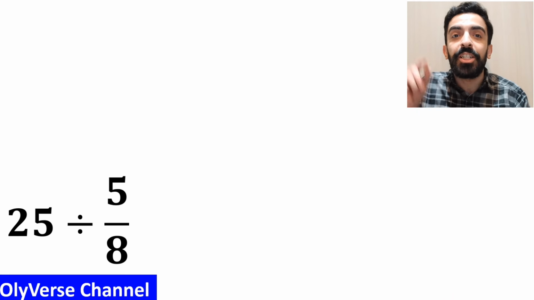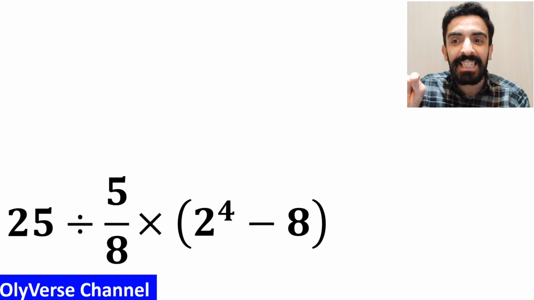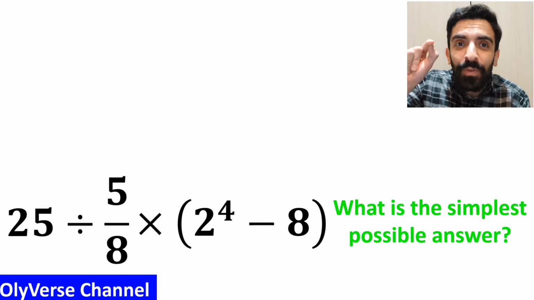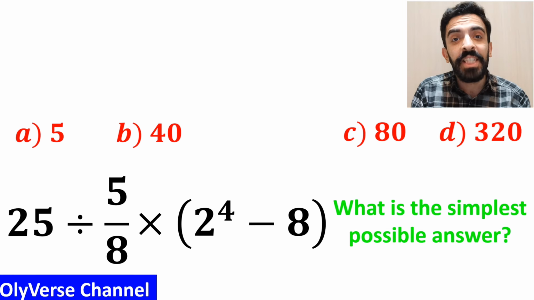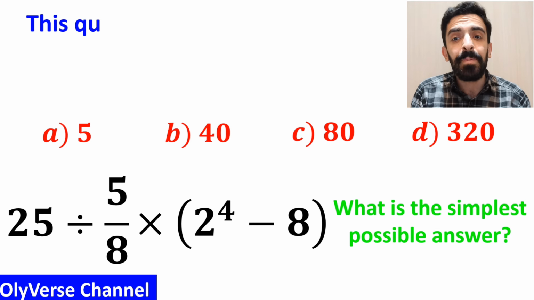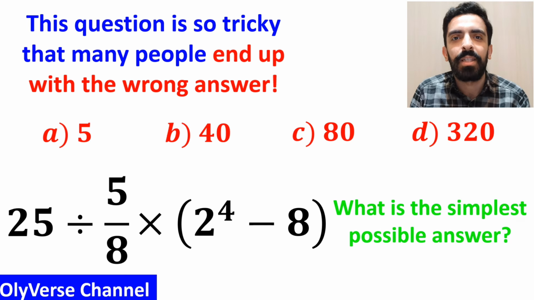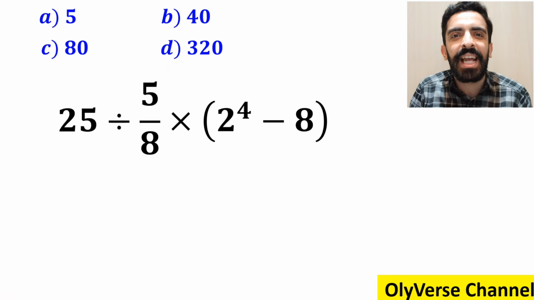If we have the expression 25 divided by 5 over 8 multiplied by (2 to the power of 4 minus 8), then what is the simplest possible answer for this expression? Which option do you think is the correct answer to this question? This expression is so tricky that many people end up with the wrong answer. Let's break it down and solve it together.